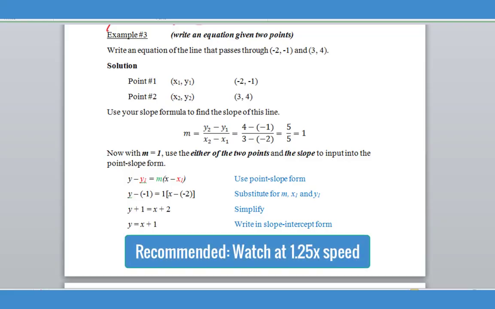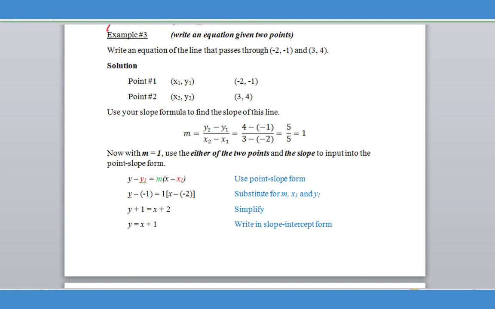In our third example here, the only information that we're going to be given is that a line passes through two given points. Now, what we need to look out for immediately is, are these given points intercepts? Is either one of them the y-intercept? Is either one of them the x-intercept? Or are they just two random points given to us?